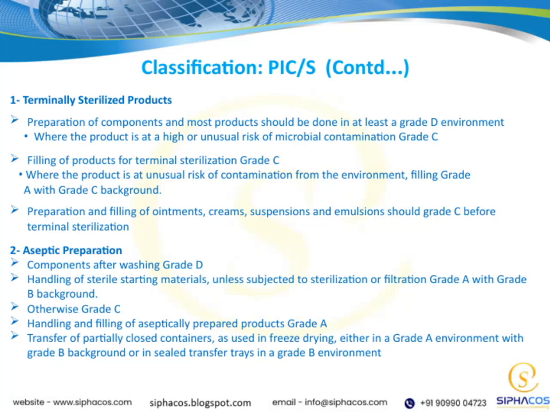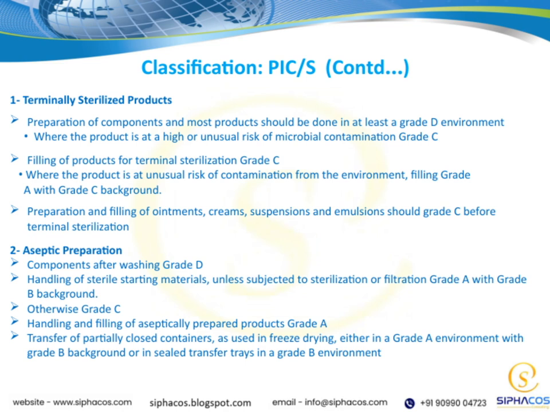Let's now focus on the classification of terminally sterilized products under PIC-S guidelines. Typically, the preparation of components and most products should be carried out in at least a Grade D environment. This ensures a basic level of cleanliness and control. However, when the product is at a higher or unusual risk of microbial contamination, we escalate the environment to a Grade C, providing a more stringent level of control.